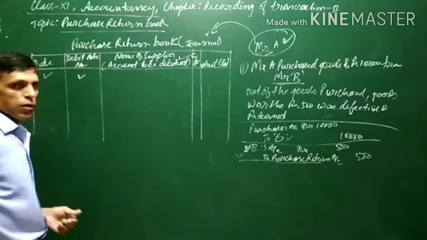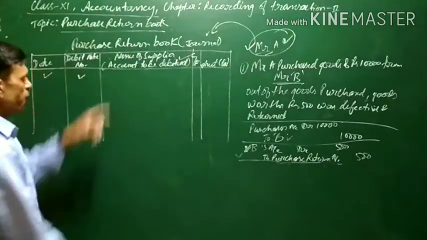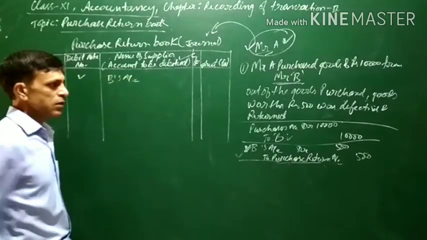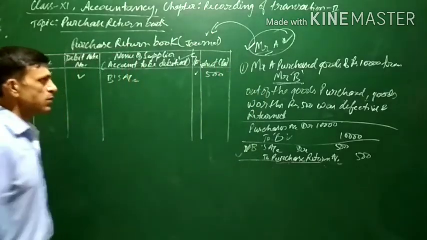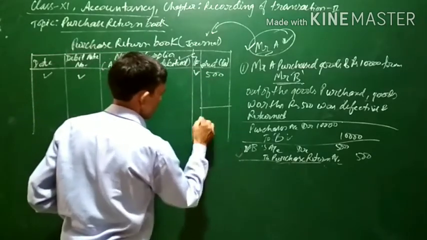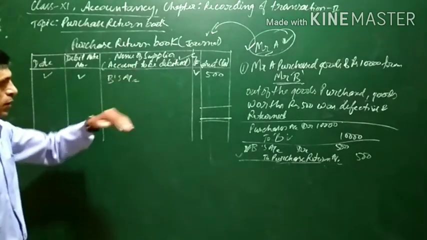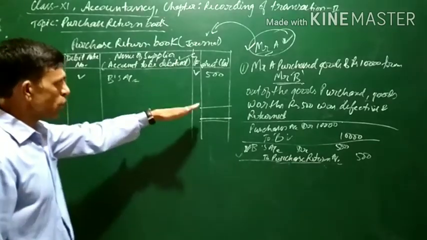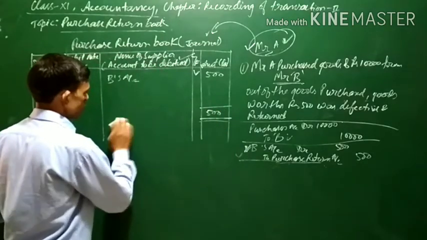So the debit note number which will be prepared by Mr. A will be written here. Now, account to be debited: B's account will be debited and the amount will be 500. The folio column will be left blank for now, but it is filled when the balance is transferred. Periodic total means after a certain period of time, say weekly, fortnightly or monthly, the total of the purchase return book is transferred to the purchase return account.